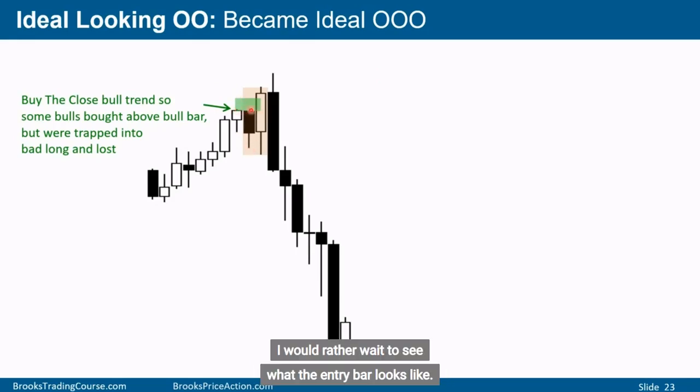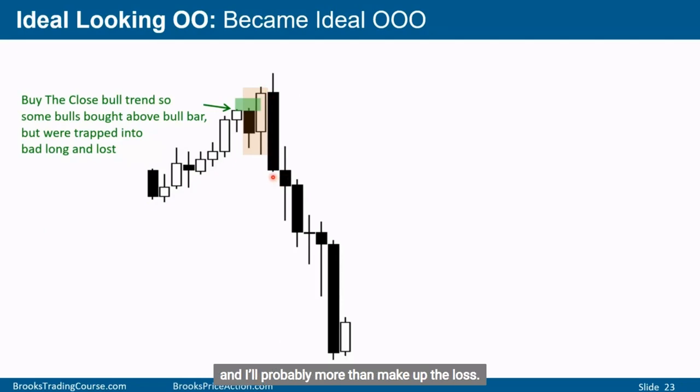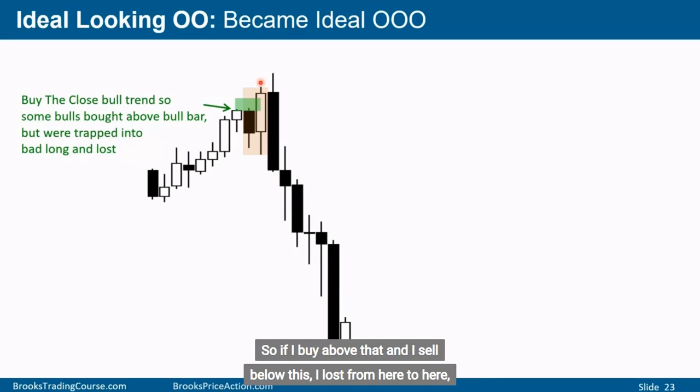I would rather wait to see what the entry bar looks like. This is a better buy, but because of the possibility of a bull trap, I personally would usually wait for one more bull bar to reduce the chances that it could be a bull trap, which it turned out to be. It's reasonable to take that buy, but if you buy it, you have to get out below that. Most traders don't like to reverse, but that's an obvious reverse. If I bought above that, I'm going to sell below that, and I'll probably more than make up the loss. So if I buy above that and I sell below this, I lost from here to here, and I'm expecting to make at least that much back, if not more.